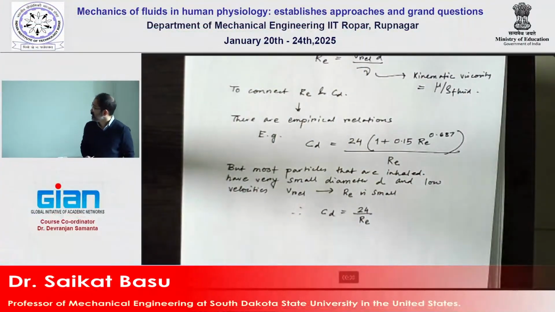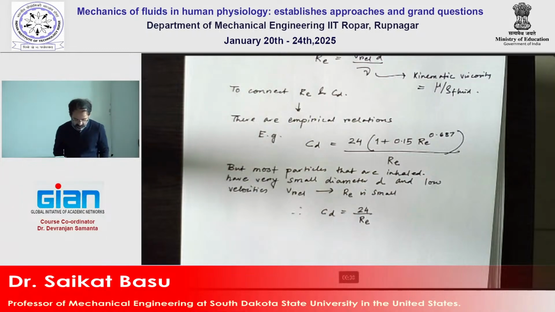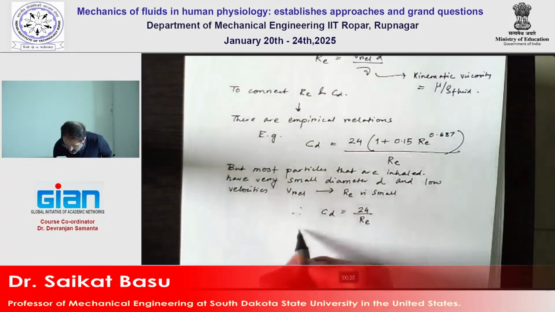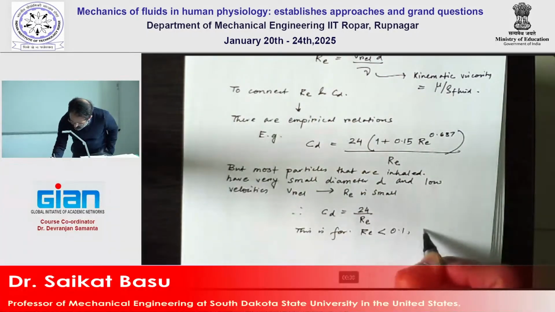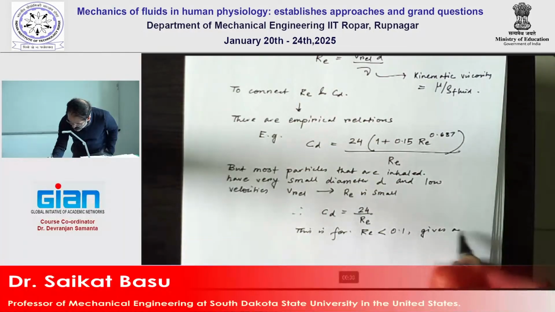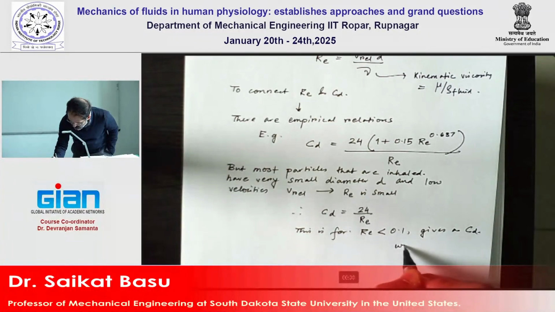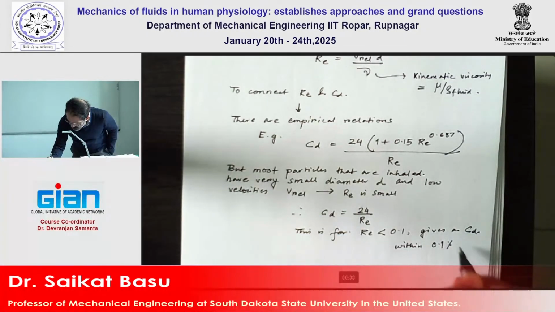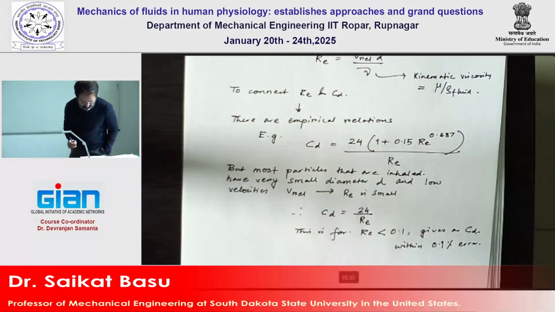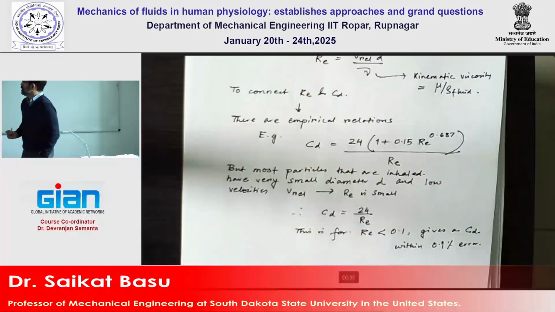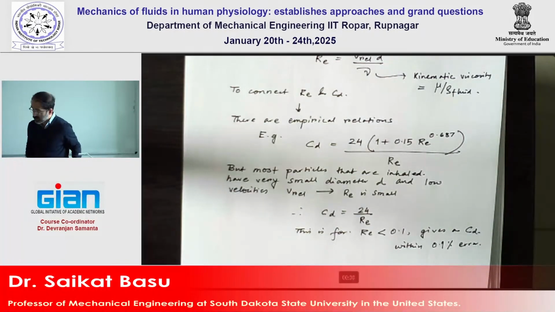500. Okay, so we are going to use this expression for CD, 24 over RE, and this is for RE less than 0.1, which gives a CD within 0.1% error. Okay? So now I'm going to plug this CD into the formulation that we had for the F drag.